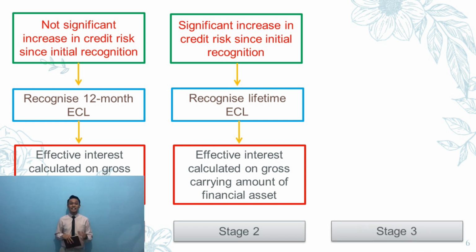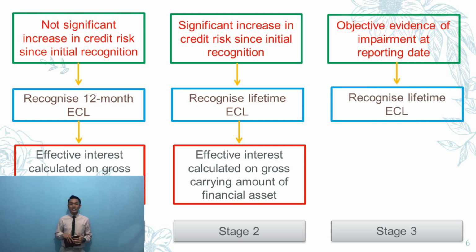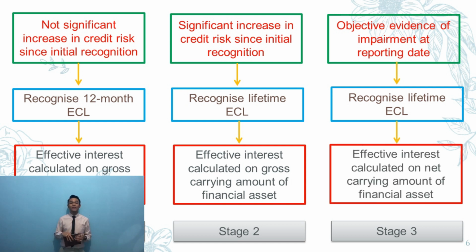The last stage is stage 3. The impairment of a financial asset falls in stage 3 when there is objective evidence of impairment at the reporting date. So we will recognize it using the lifetime expected credit losses approach in stage 3. And the effective interest is calculated on the net carrying amount of the financial asset, whereas stage 1 and stage 2 are calculated on the gross carrying amount.